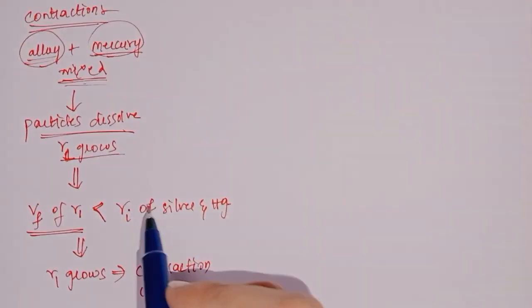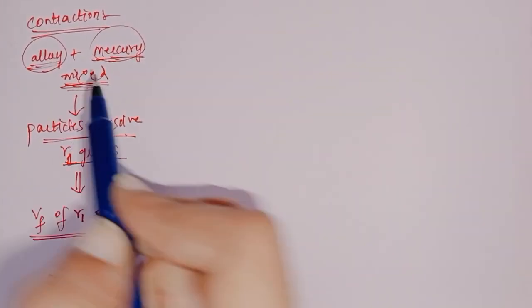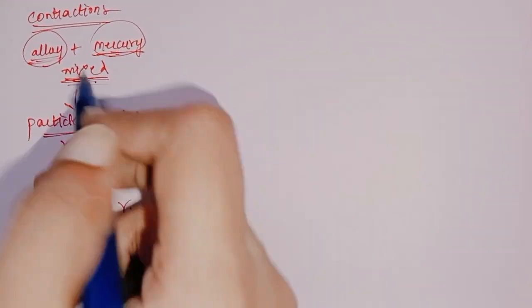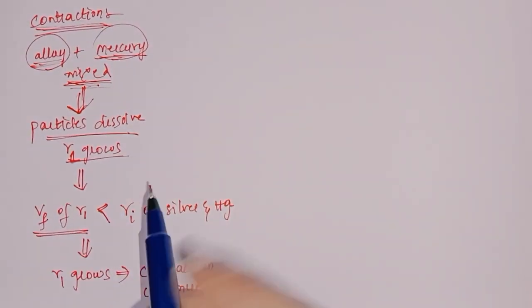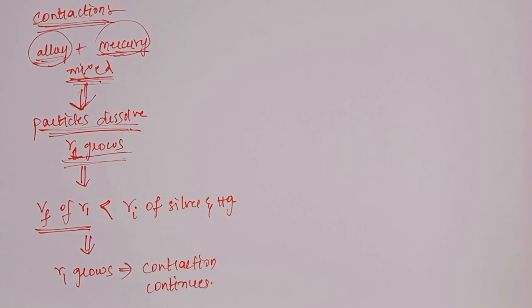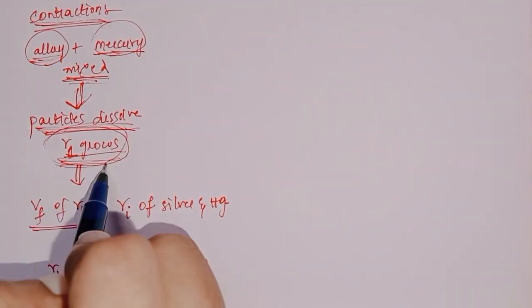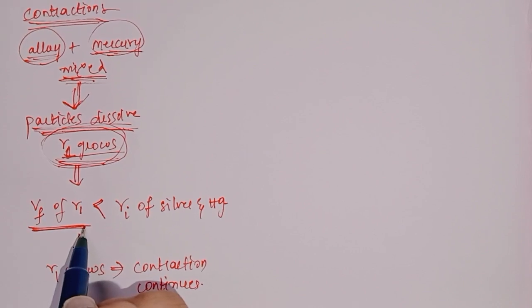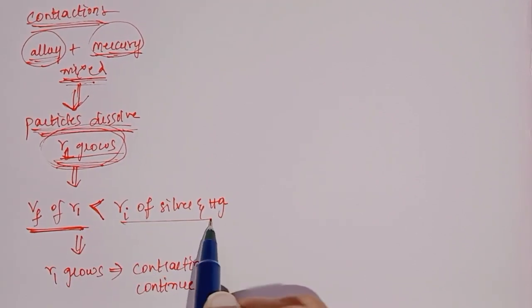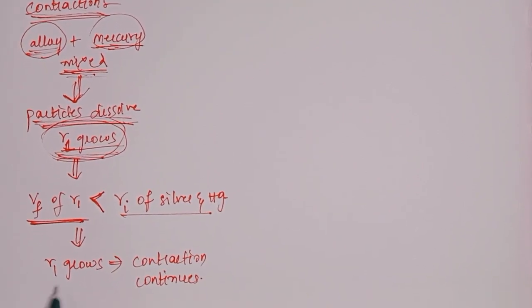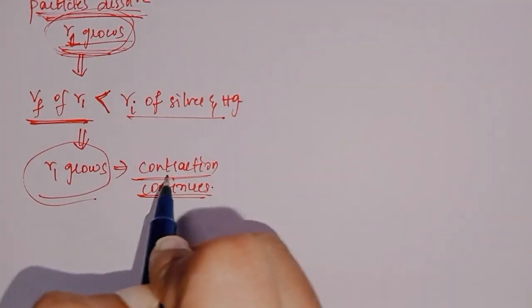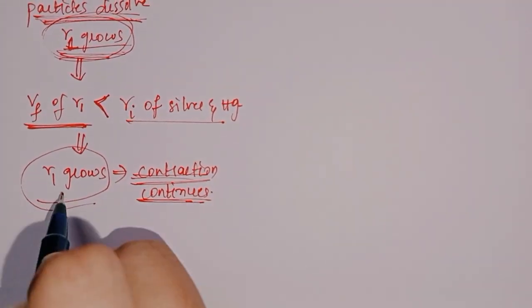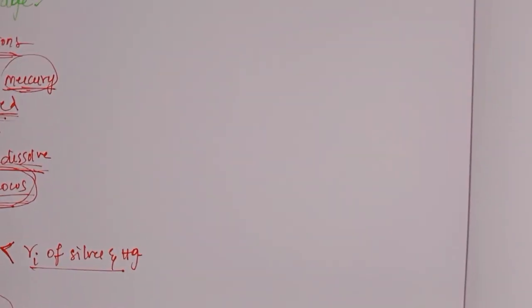When the alloy and the mercury get mixed together, contraction begins because the particles dissolve and the gamma 1 grows. The final volume of gamma 1 is less than the initial volume of silver and mercury. Therefore, contraction continues as long as the gamma 1 grows.